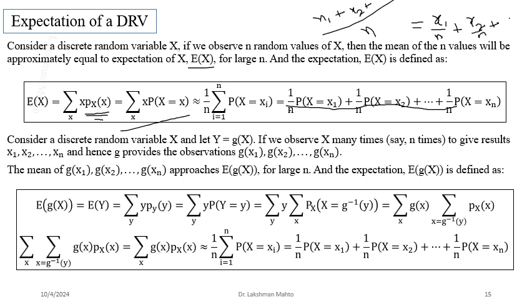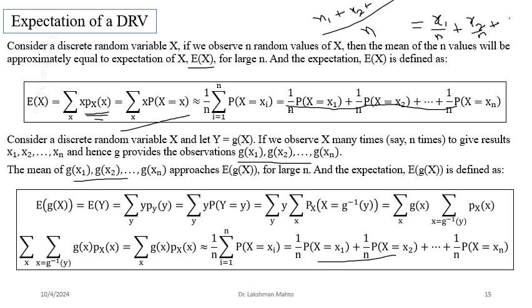Now, if we come up with a function of that random variable, g of x, we call it y. What is the average of y? If you are observing n values of x, then correspondingly you will observe n values of g of x as well. So if you want to estimate the average expectation of g of x, you sum it up and divide by n.